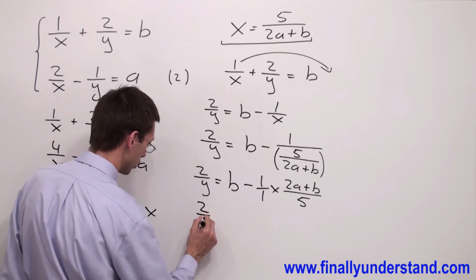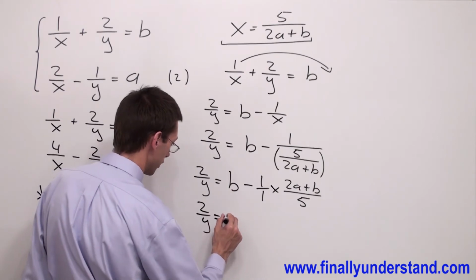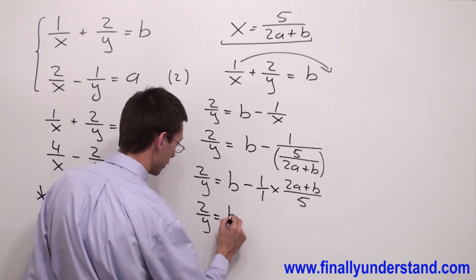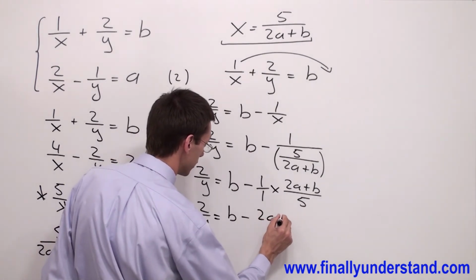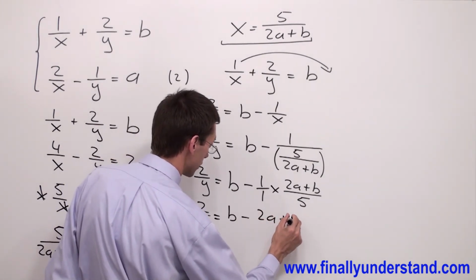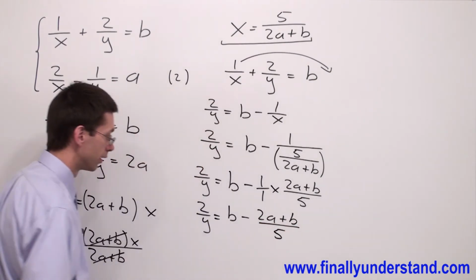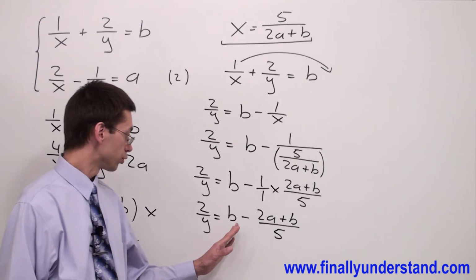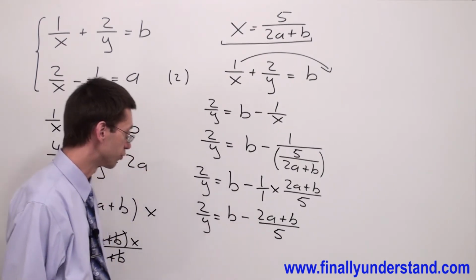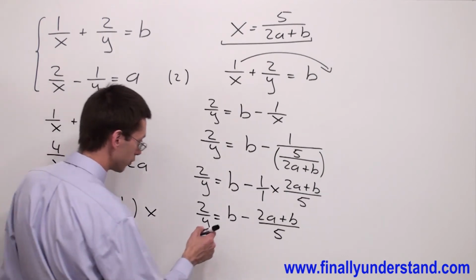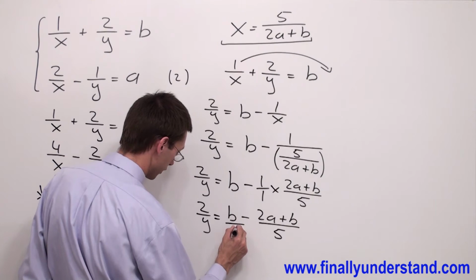So I'm supposed to copy down the left side. 2 over y is equal to b minus 2a plus b over 5. But we have to subtract a fraction from b. So in order to do so, we're supposed to find a common denominator. The common denominator for b and this fraction is 5. So you're supposed to write 5.